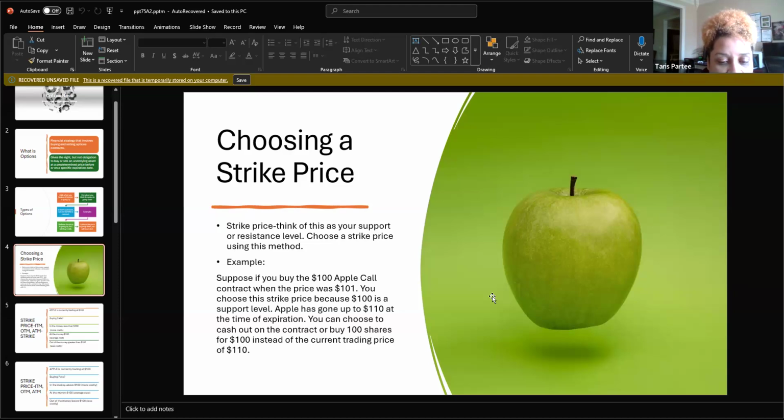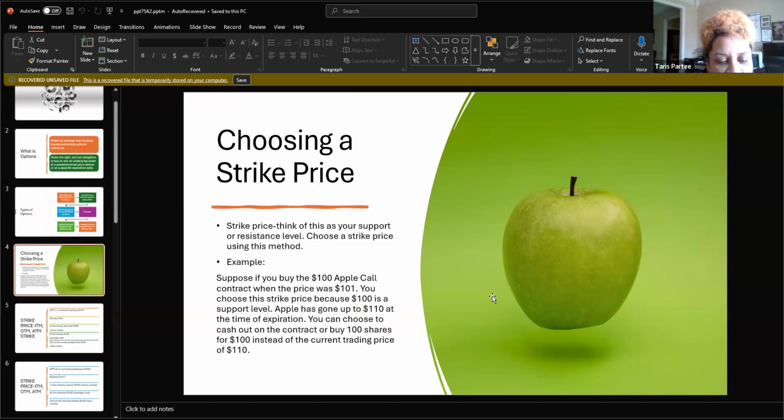So notice I'm going to be under the price if I'm choosing a call, but I'm going to be over the price if I'm choosing a put. And I'll show you what that looks like later on. So you don't have to worry about nothing.